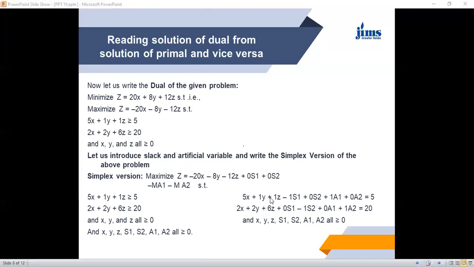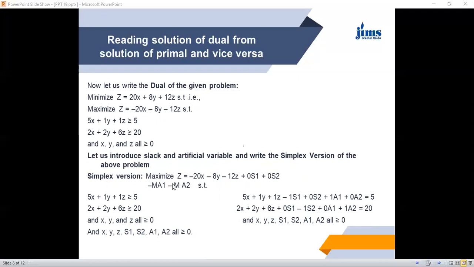So 5x plus 1y plus 1z minus 1 S1 plus 0 S2 plus 1 A1 plus 0 A2 is equal to 5. Similarly, 2x plus 2y plus 6z plus 0 S1 minus 1 S2 plus 0 A1 plus 1 A2 is equal to 20. And their contribution in the maximization problem will be what? Minus, we assign a very large number, so minus MA1 and minus MA2.